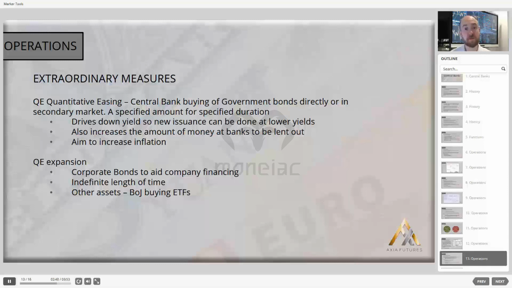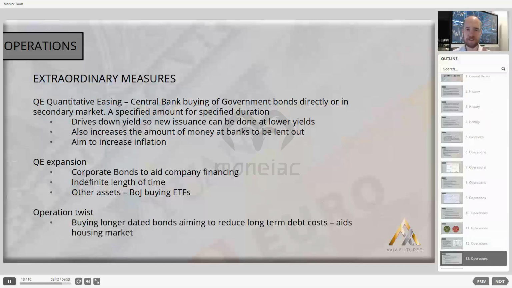Finally, they could move into other assets. This is something the Bank of Japan's done. Bank of Japan has done various measures and really expanded their purchases. So they went through QQE, which brought about the indefinite length of time for their asset purchases, and then followed by buying other assets. So they've now moved into ETFs, and I believe Bank of Japan owns 50% of ETFs in Japan.